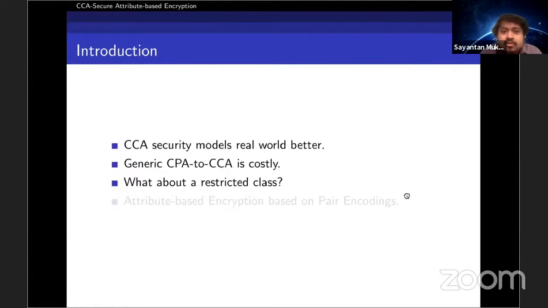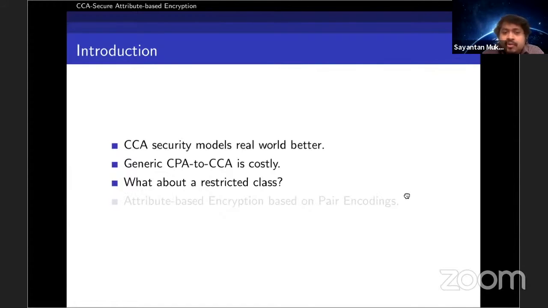But let's start. So usually CCA security models the real world better, because in CCA security we allow the adversary to have access to a decryption oracle, and that is much closer to what we find in the real world. Now usually, if one wants to convert a CPA secure scheme to achieve CCA security, it is costly because there are some generic tools like NIZK or verifiability, but those are quite costly.